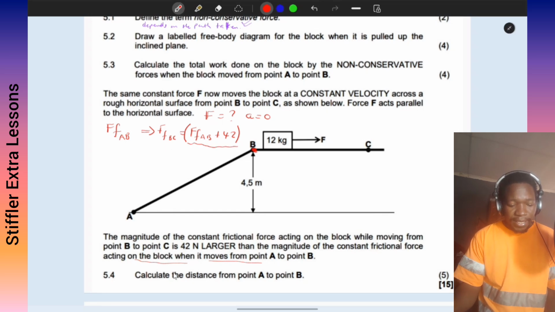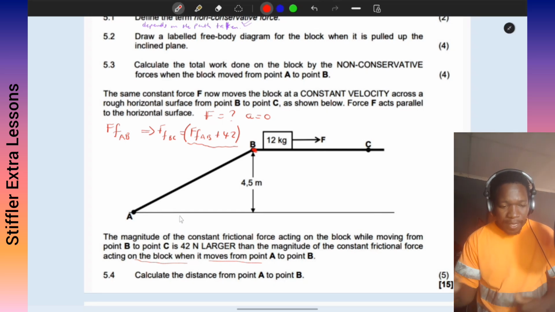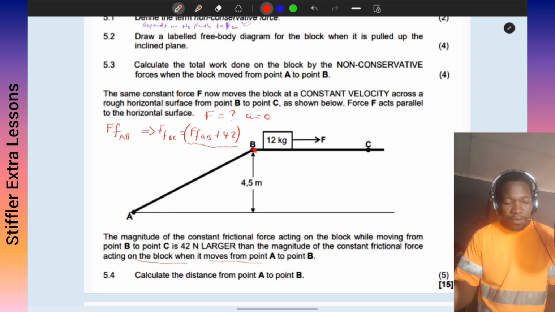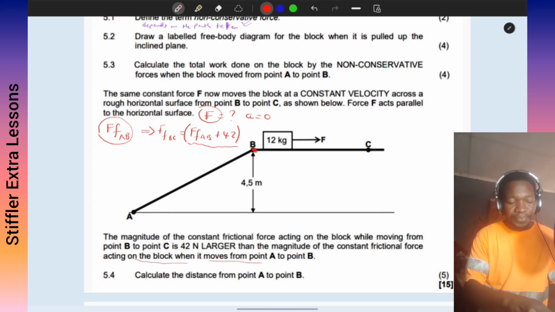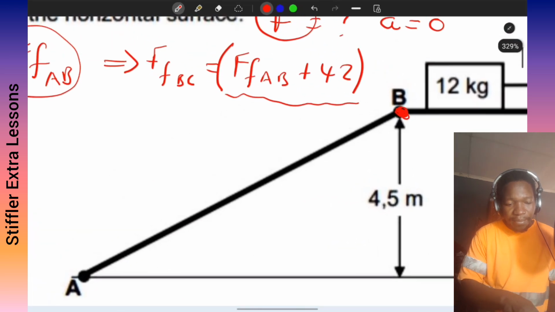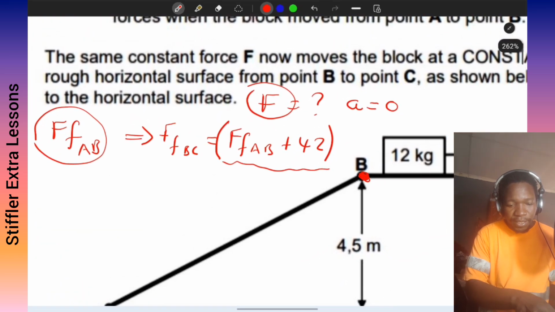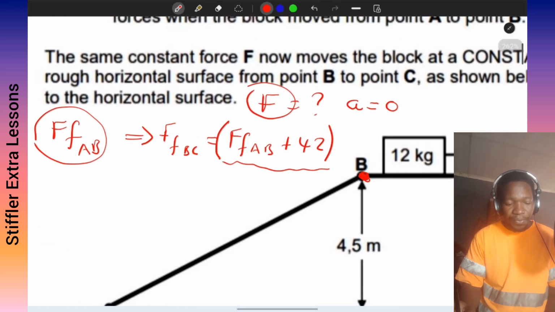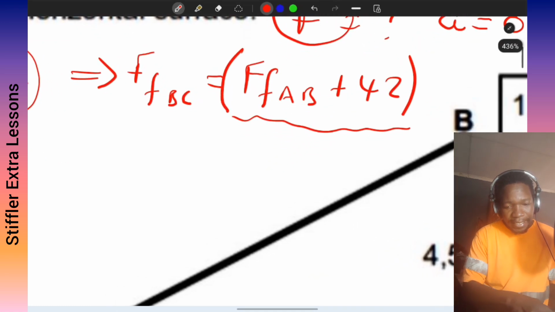They said calculate the distance from point A to point B. So what can we do with this one? Just because we don't know our force and we also don't know the frictional force, we need to make an equation that relates the two so that we can see how to solve that. But there's something else that we are not talking about, which is acceleration being 0. What do we know when the acceleration is 0?